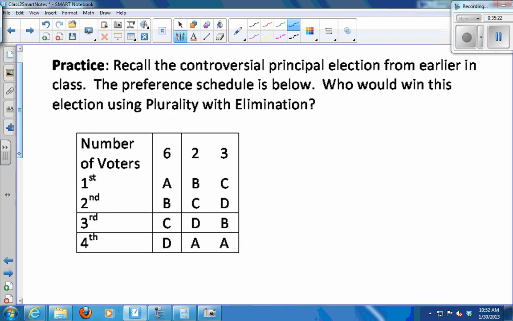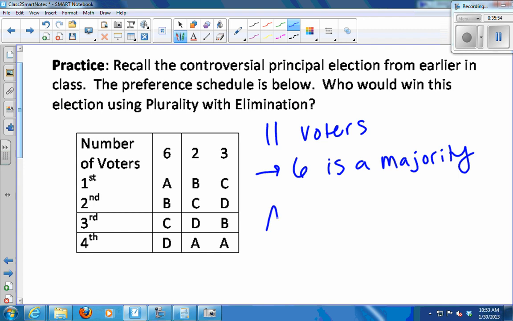All right, so this next one, this was that controversial principal election that we talked about earlier, and the Borda count declared B the winner. So who would win if we did plurality with elimination? A, and it's super easy. We don't have to do any eliminating, right? Because we count up, we say there are 11 voters, which means 6 is a majority. So now we count up the first place votes. A has 6, B has 2, C has 3. The first step in plurality with elimination is, does anyone have a majority? Yes, we automatically declare them the winner. So sometimes plurality with elimination is very easy.